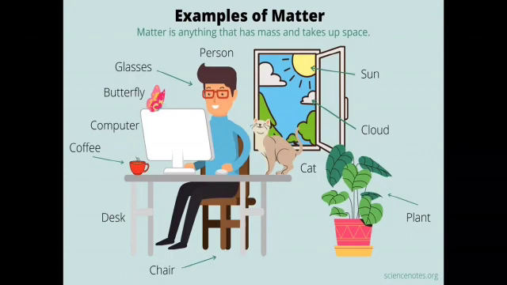But you might be thinking that a chair is also matter, a cloud is also matter. But how are they different? They are different because of the kind of matter contained in them, that is, the type of substance they are made from. The substances that make up glass, butterfly, and computer are different things. That is why all these things are different from each other. So this was all about matter.